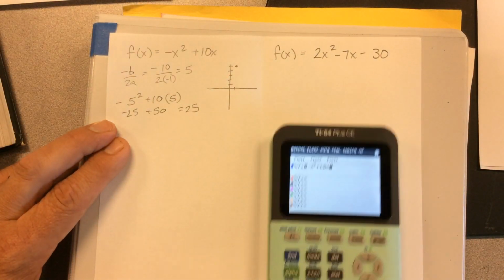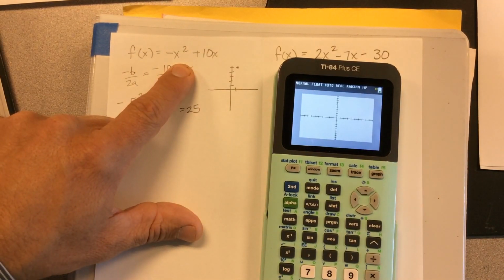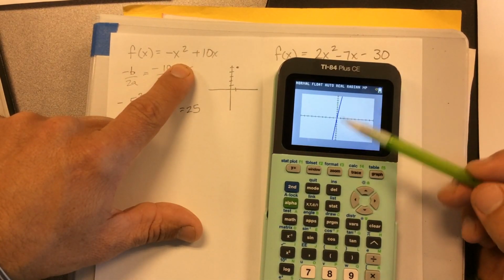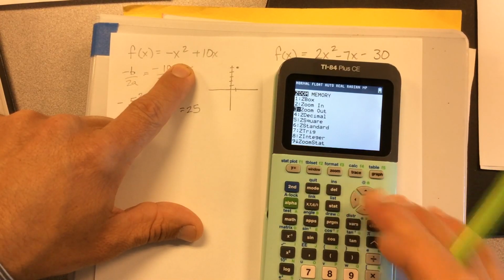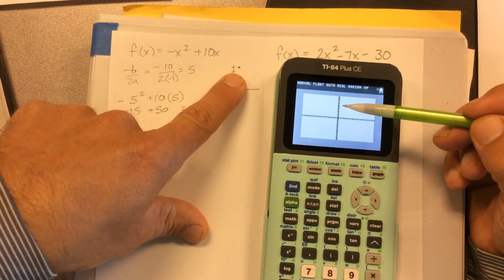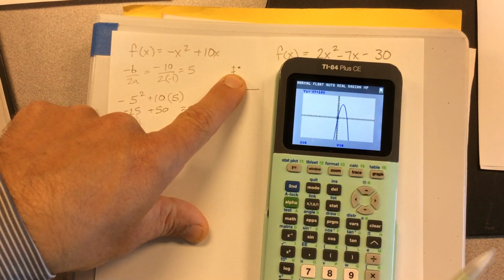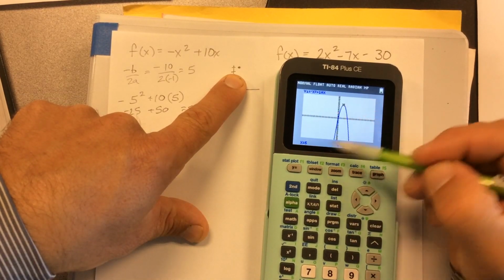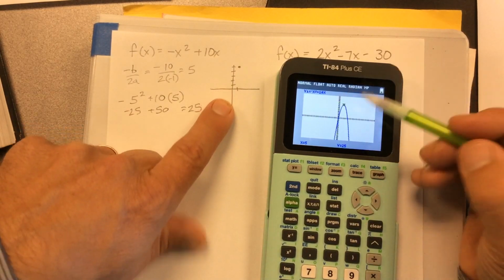I've entered that on my calculator, the original equation, and I'm going to hit the graph button. And I notice it does go up very high. I'm going to zoom out one time. And my assumption is that the vertex up here will be at 5, 25. I can trace 5 and put the cursor at 5, 25. So I'm pretty confident I have the right vertex.